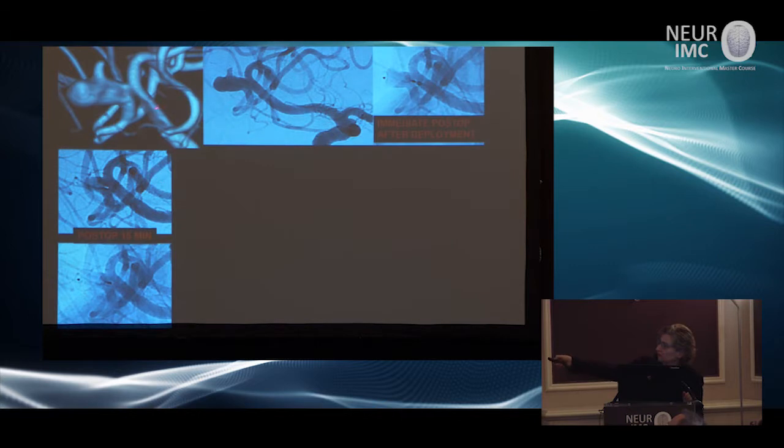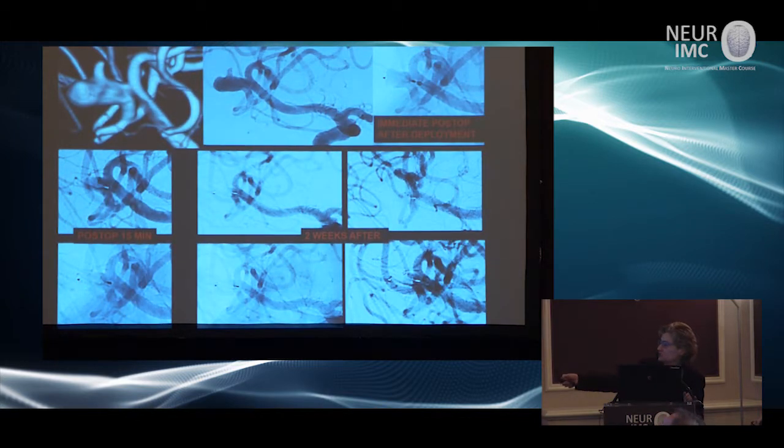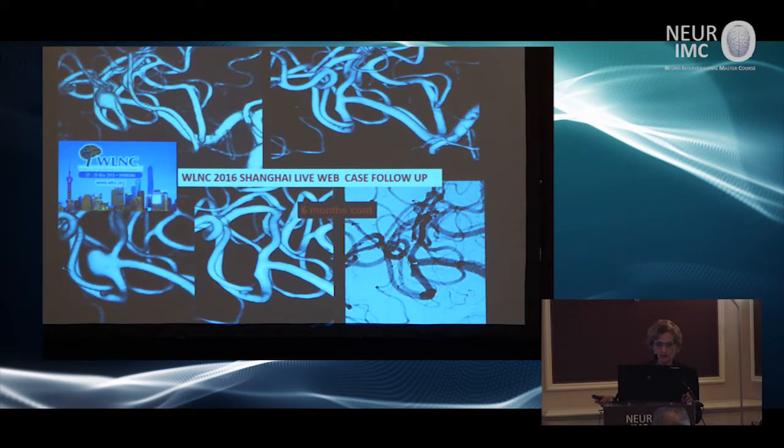Another one, an ugly looking nipple, ruptured one, and the WEB device placed. And this is 2 weeks after. This patient had multiple aneurysms, so we took the patient after the acute period to treat the other aneurysms. So we were able to see how it looked in 2 weeks' time.